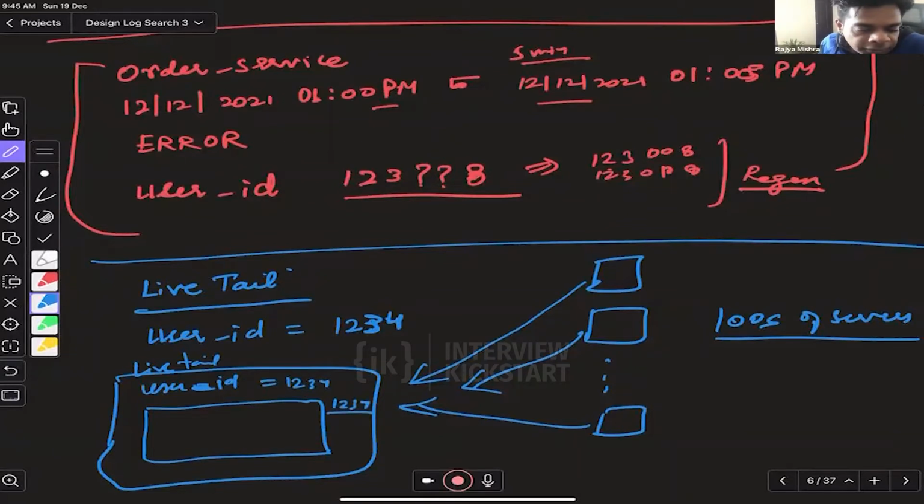in the line, in the log lines, and this view should be dynamically updated because it's a live tailing, right? So this could be another complexity of the system.